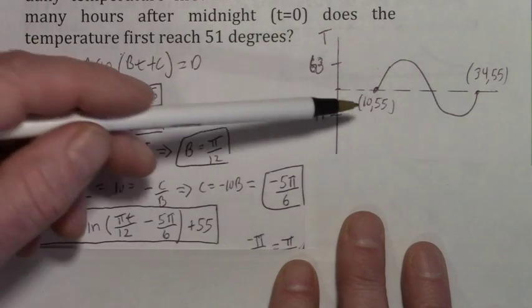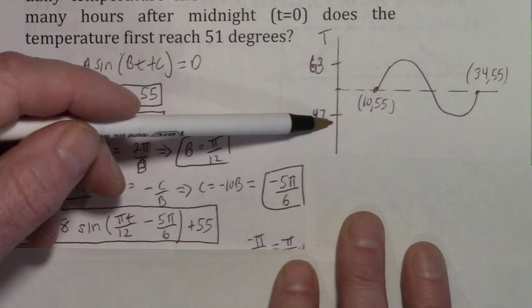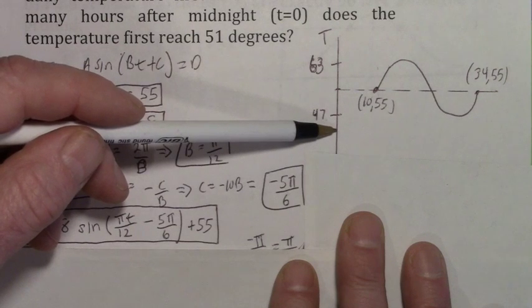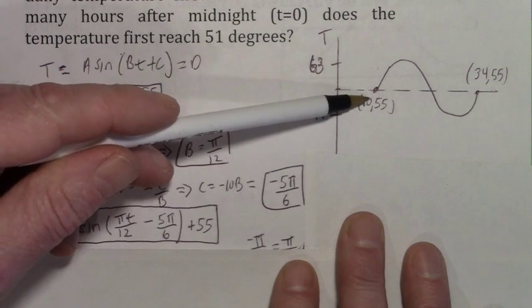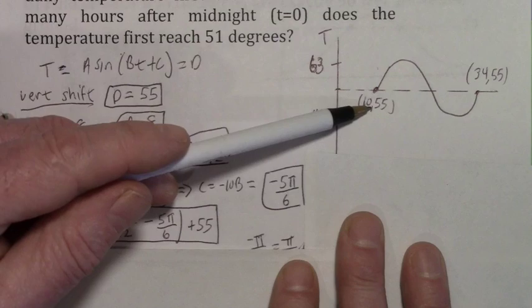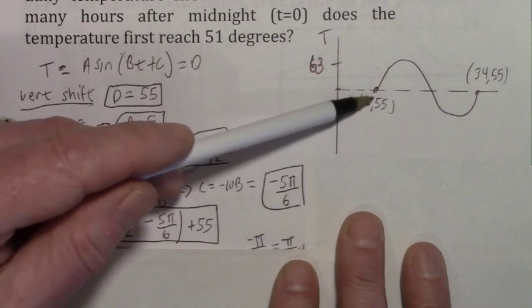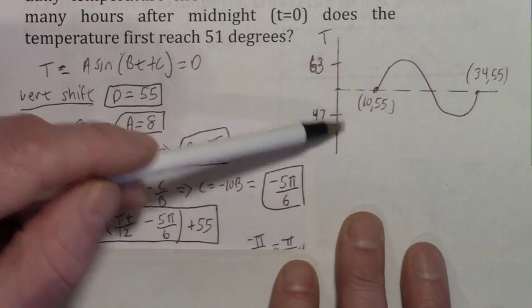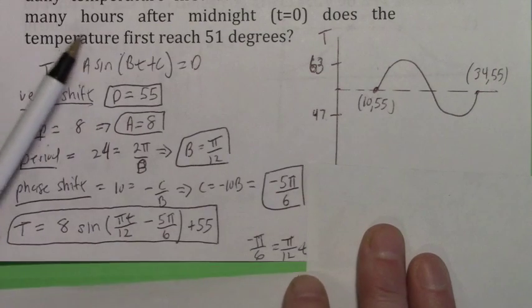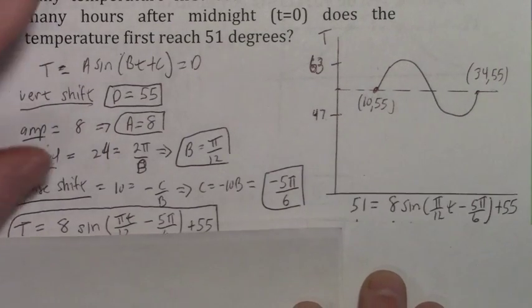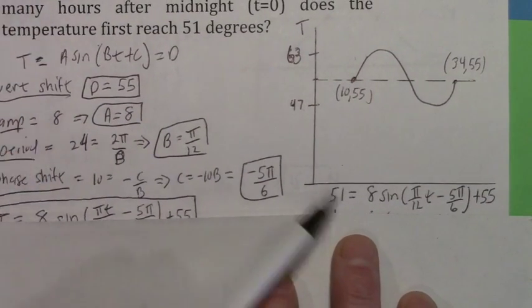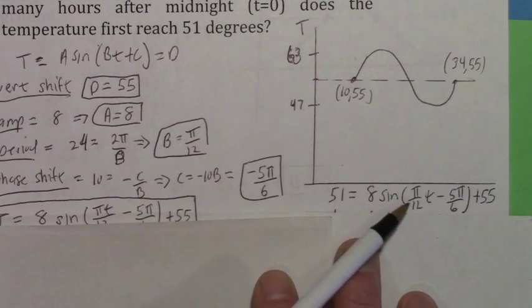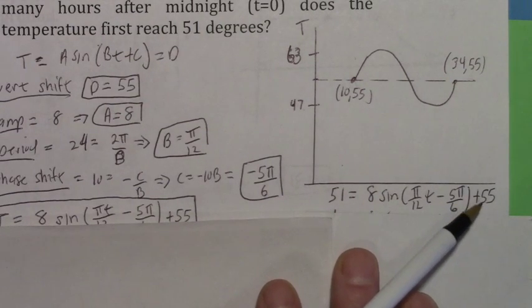Now notice, since midnight, it's going to be somewhere between midnight and 10 a.m. Somewhere here is where it's going to be 51, isn't it? So set the equation equal to 51. I'm kind of running out of space here. 51 degrees equals the function. I'm doing a couple of steps here in my head.